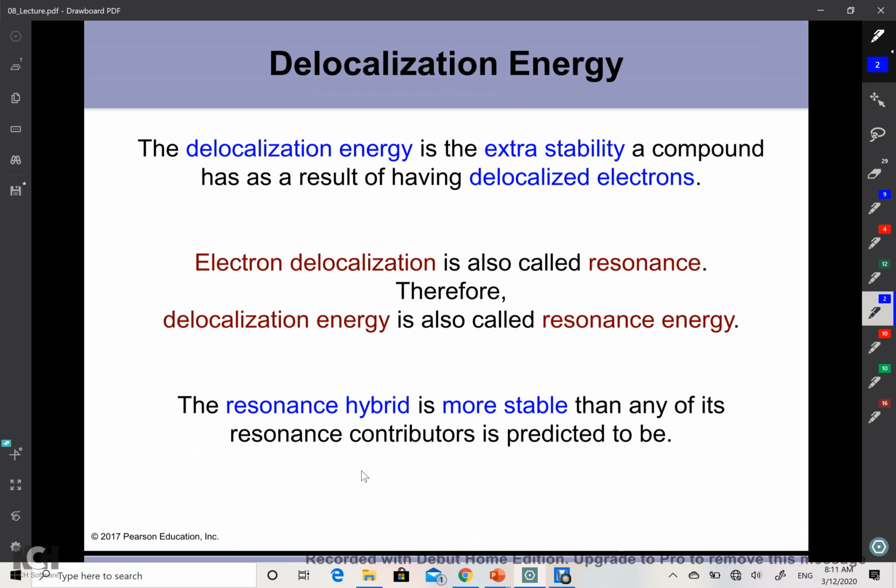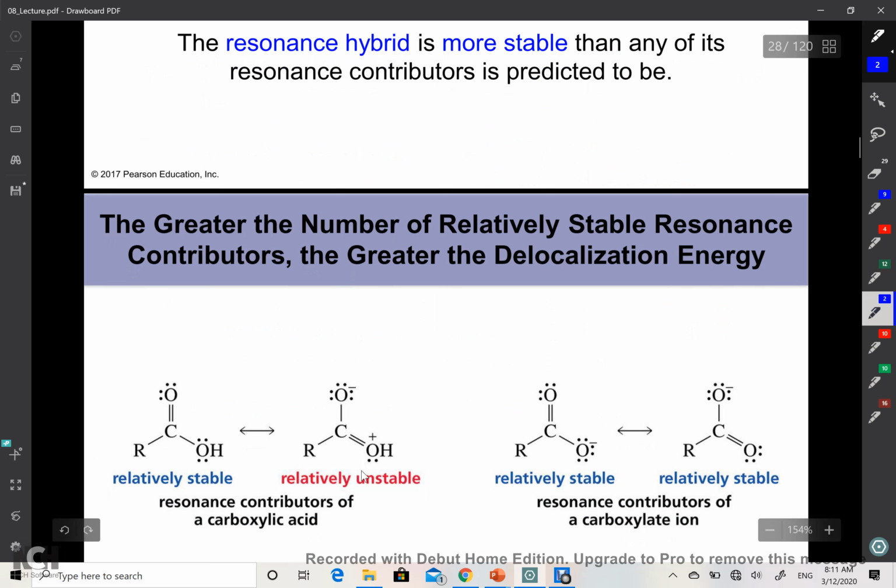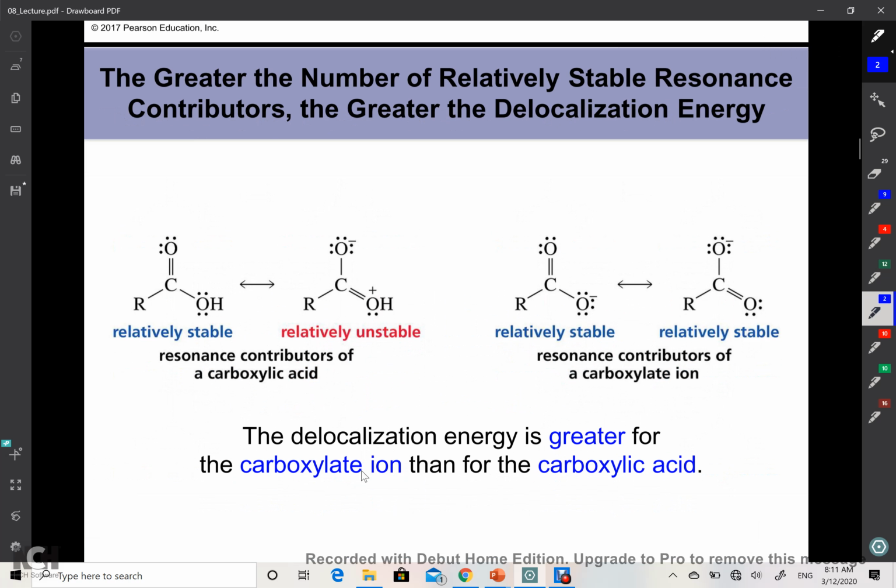Then with delocalization energy, the more delocalization, the greater the stability. And electron delocalization is another name for resonance. The more resonance, the greater the stability. Okay? That's just it. This is the same story we've been saying. The greater the number of relatively stable resonance contributors, the greater the delocalization energy.